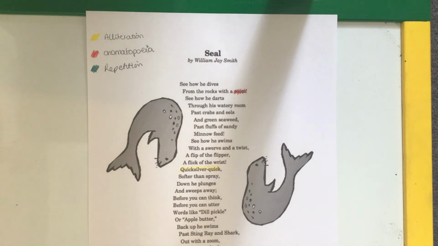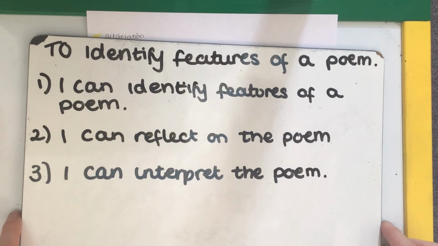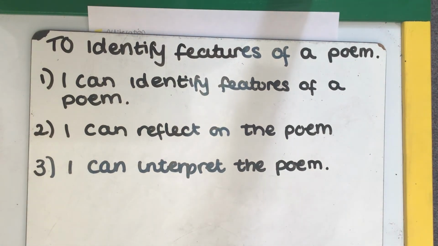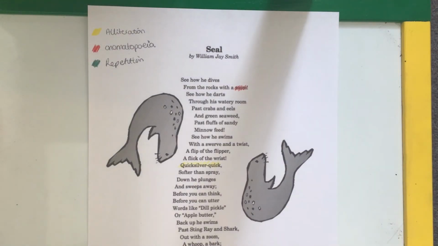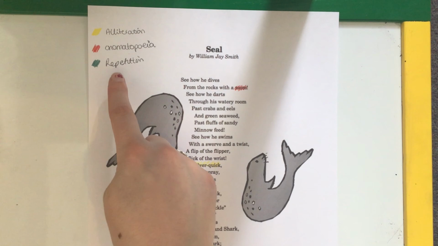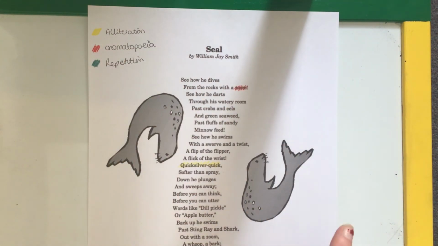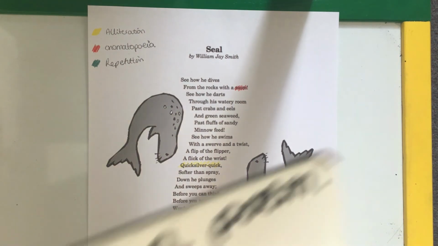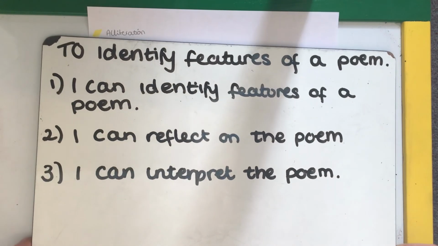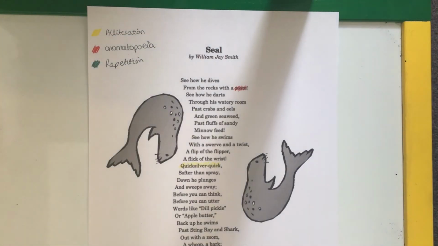Once you have done this task, which is task number 3, I'd like you to come back and look at the learning objectives and the success criteria. So our learning objective today was to identify the features of a poem. So I can identify the features of a poem was our first success criteria. And to meet success criteria 1, that was where we did our key and we were looking in our poem and identifying the key features such as alliteration, onomatopoeia and repetition. Success criteria number 2, I can reflect on the poem. Now that is task 3, where we have just reflected on what we liked and disliked about the poem and what we thought about it.